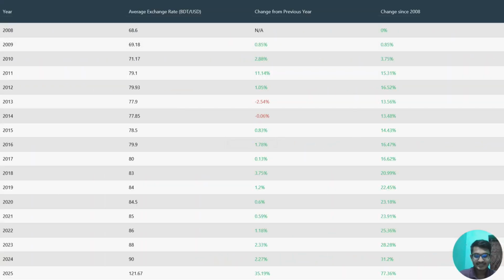For years, the Taka has been slowly losing to the dollar. It has devalued 77.66% from 2008 to 2025, which means more cost on exports, business struggle, and we will end up paying higher prices at the same time. This is the condition of our country.